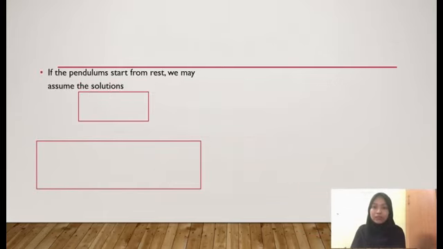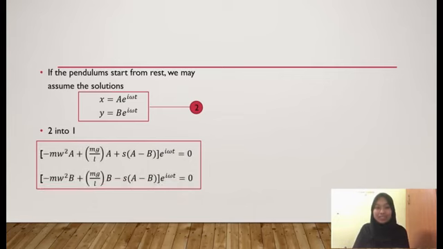For the coupled system, for example pendulums starting at rest, we can assume the solutions are x equal to a times exponential i omega t, and also y equal to b times exponential i omega t, where a and b are the displacement amplitudes of x and y at that frequency. So we can take these two equations as formula 2. So we can derive the new equation of motion by inserting formula 2 into formula 1. So the formula will become like this.